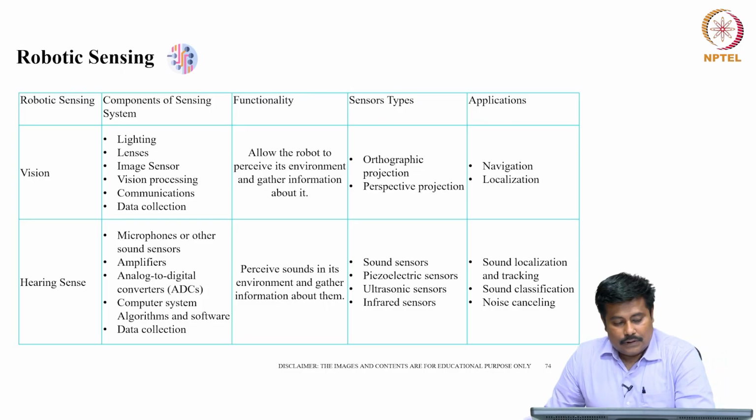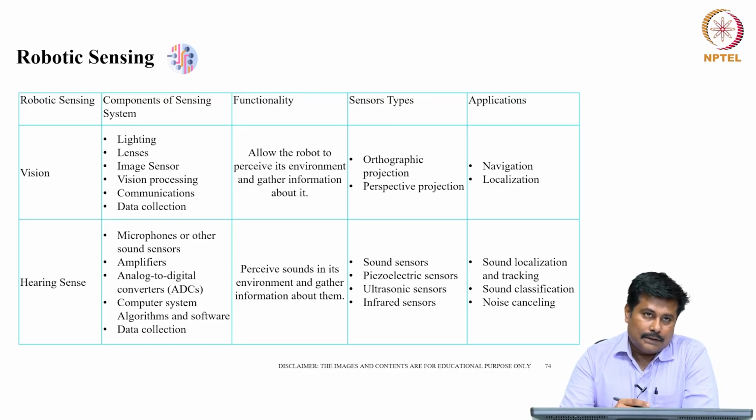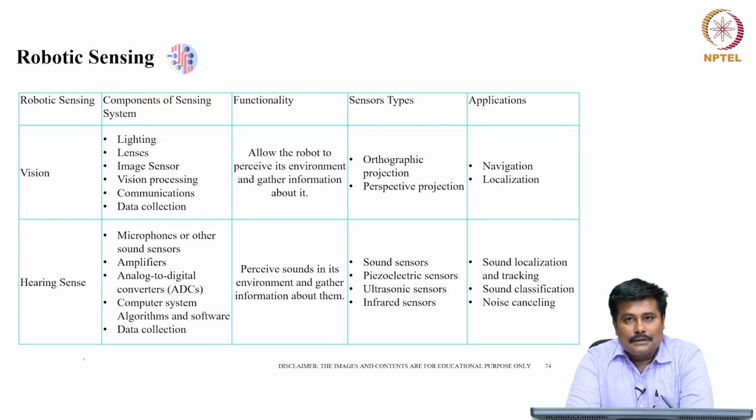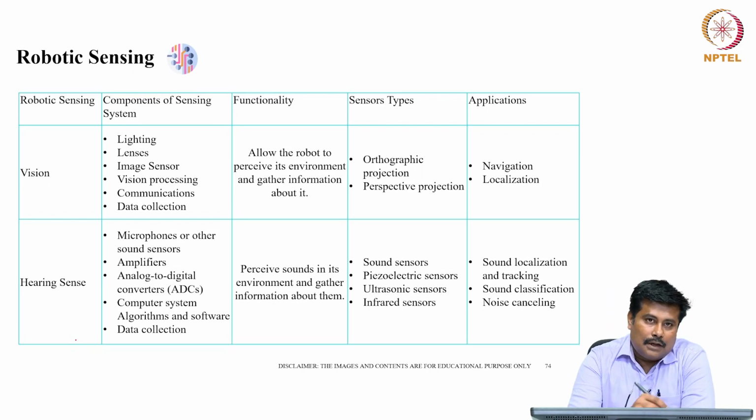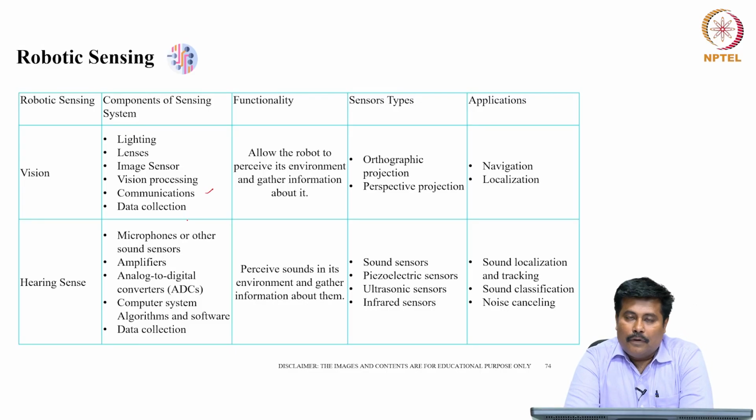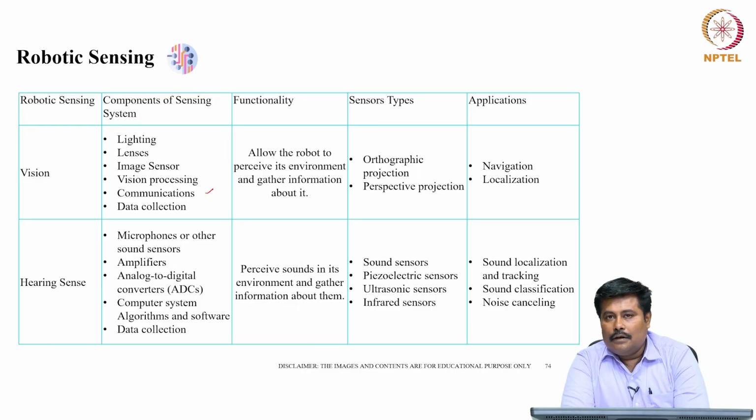Now, in addition to this, when we talk about robotic sensing, we have the vision sensing. Some of the components of vision sensing include the lighting, the lenses, the image sensors, the vision processing, communications and data collection. From a functionality point of view, it allows the robot to perceive its environment and gather information about it. From a sensor point of view, it has an orthographic projection and a perspective projection. And from an application point of view, it focuses on the navigation and localization of the system.